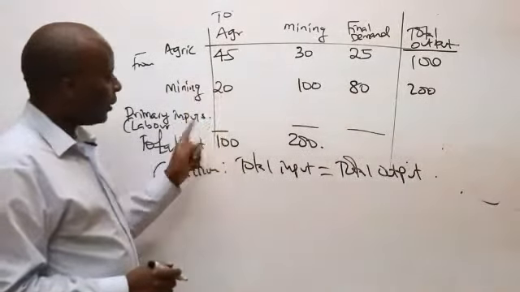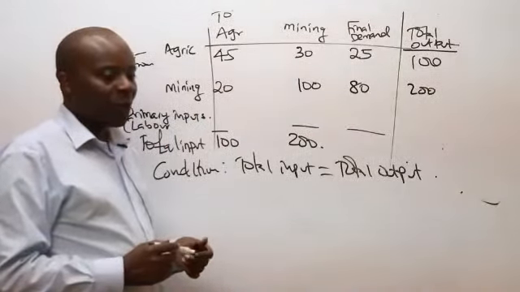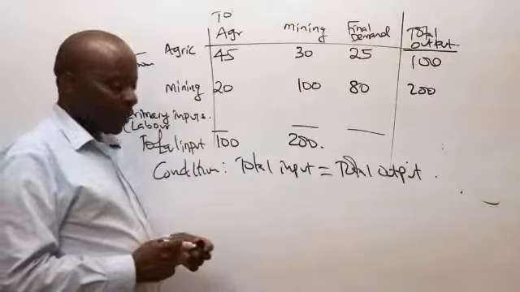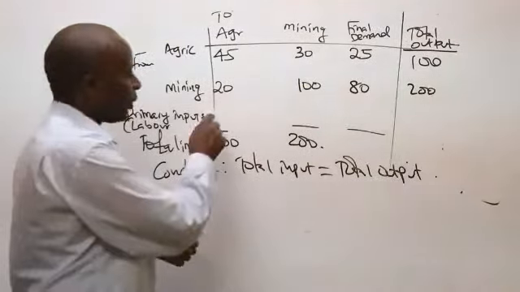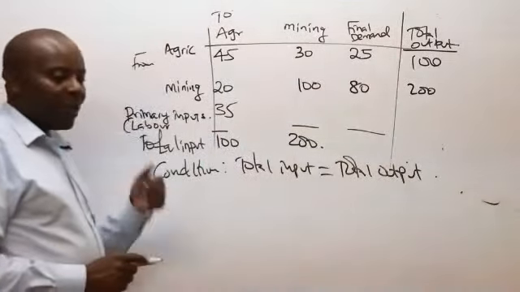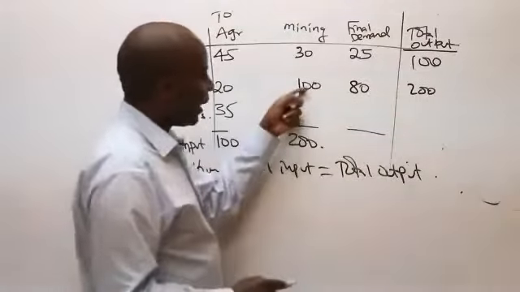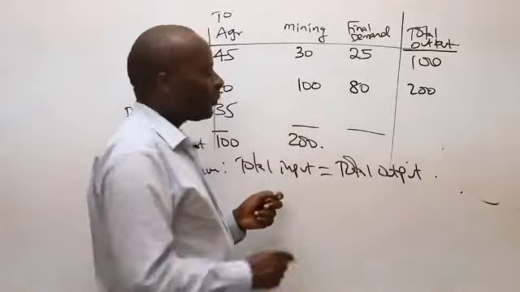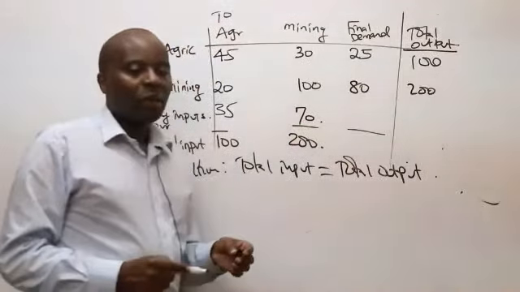So could you kindly give me the primary input for agriculture? How much does it come to? Somebody, James tells me it is 35. How about the primary input for mining? Primary input for mining, 200 minus this, 70.